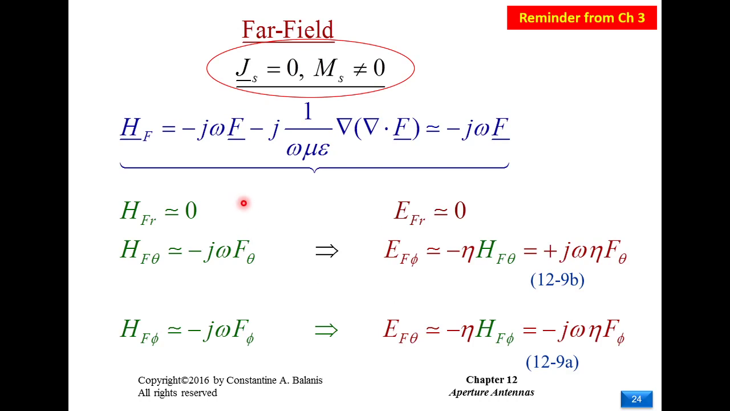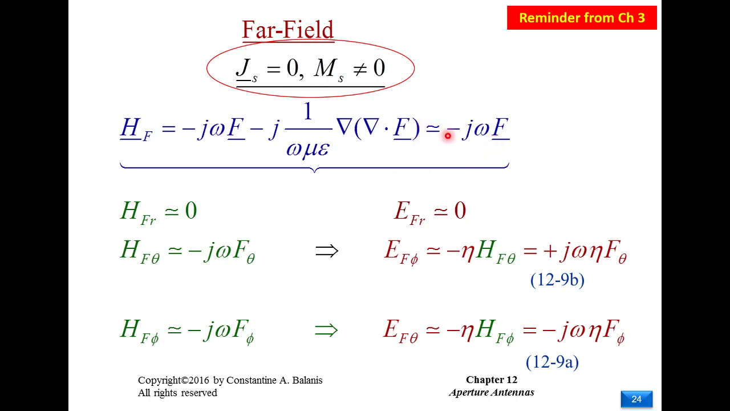On the other hand, if we have surface magnetic current, M_s, with no surface electric current, we'll have the auxiliary function F. And we have this approximation derived in lecture number 3, that H, because of the magnetic surface current, has this relation to the F auxiliary function.